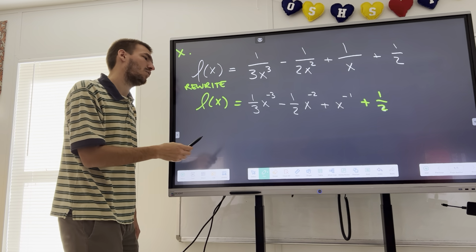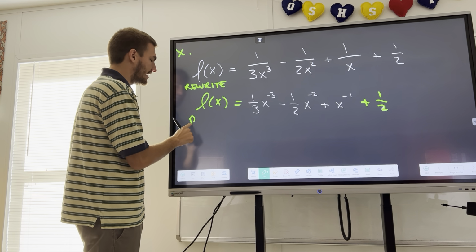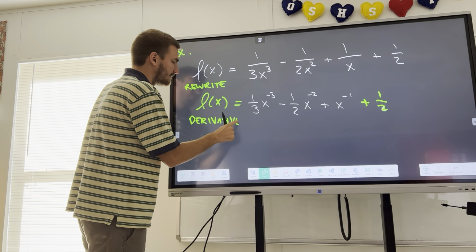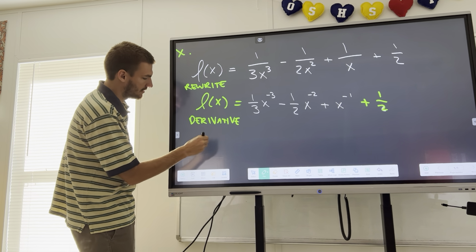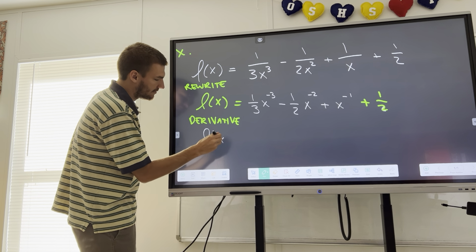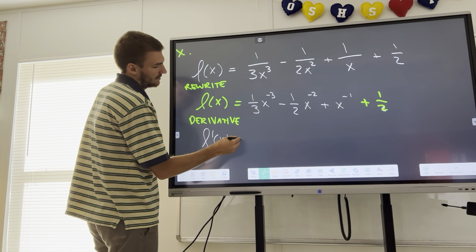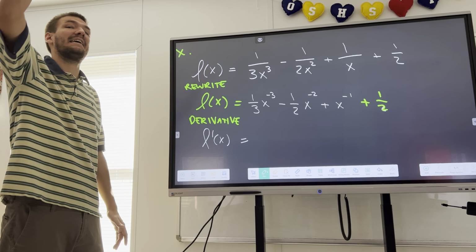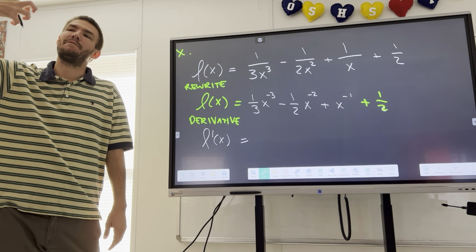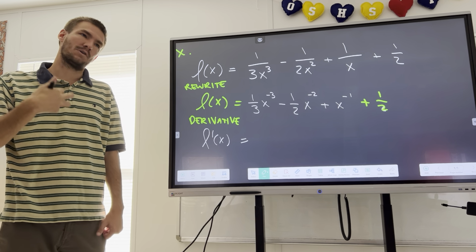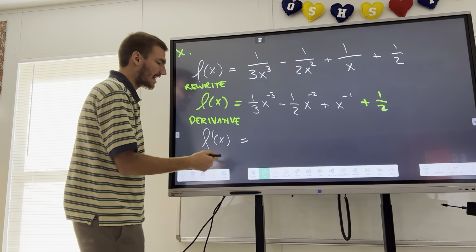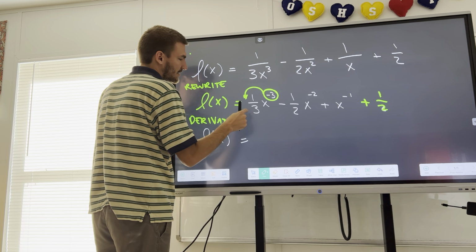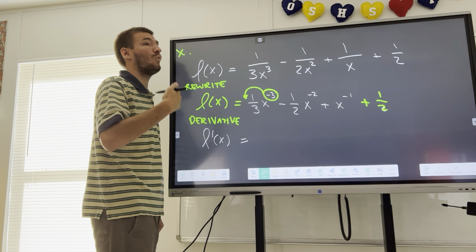Okay, now let's do it. Let's take the derivative of L of x, L prime of x, and that means we need to do the power rule. Take the exponent, put it out front as a coefficient with the old coefficient. So when we do that, and we move this negative 3 in front, it's going to be joining a 1/3.